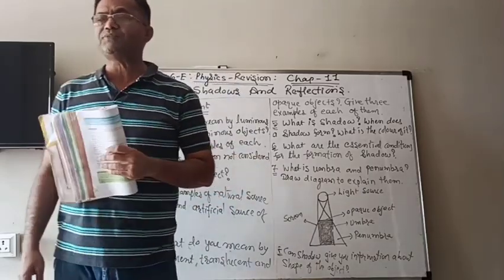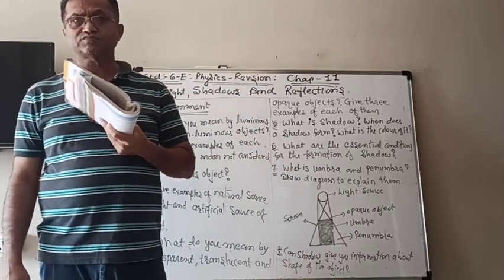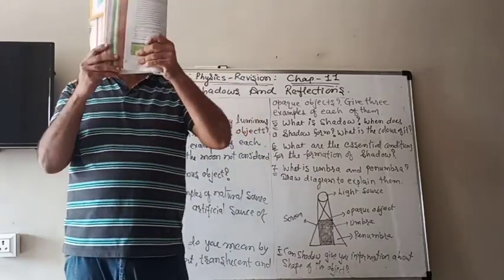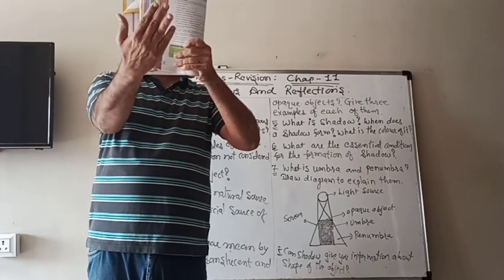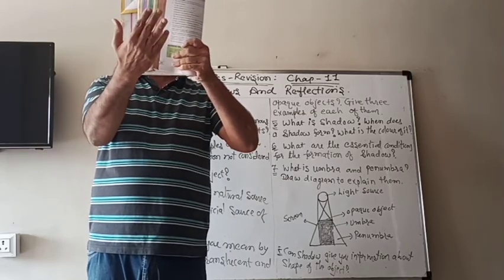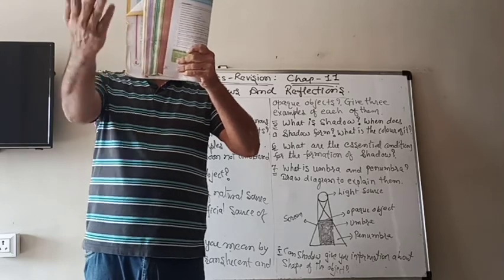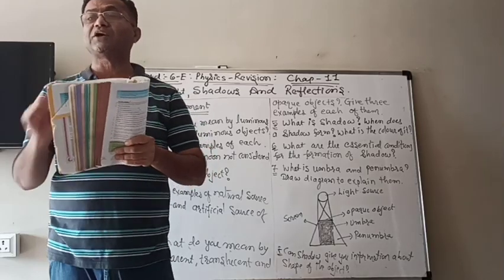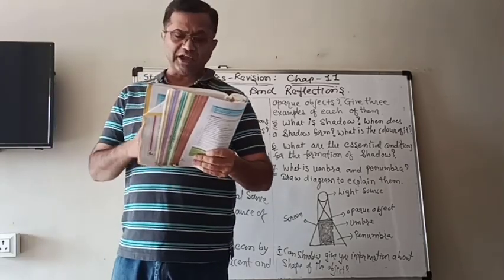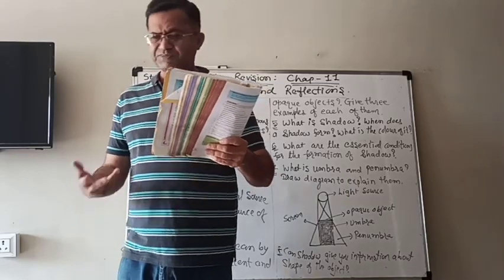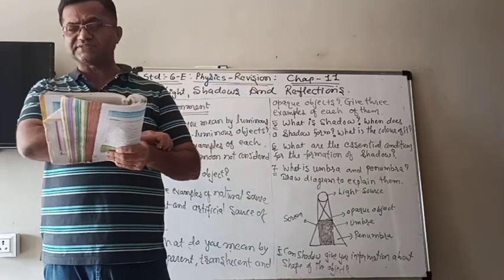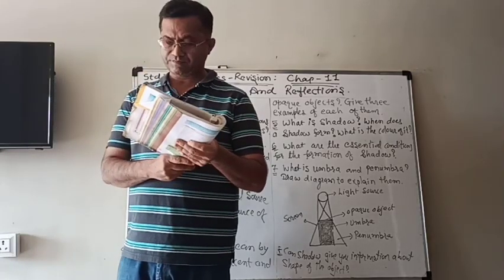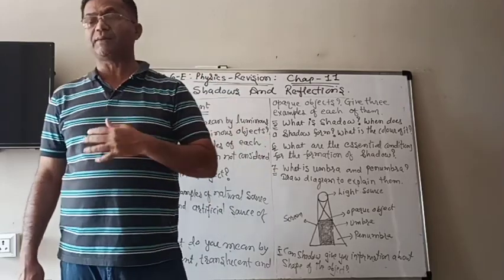Then you will see that some of the objects are such that you won't be able to see anything through it. For example, if I am holding this book in front of you, when I am in a class, I won't be able to see you. Why? Because it is an opaque object. So when we cannot see through an object, it is known as an opaque object, because it does not allow the light to pass through it.